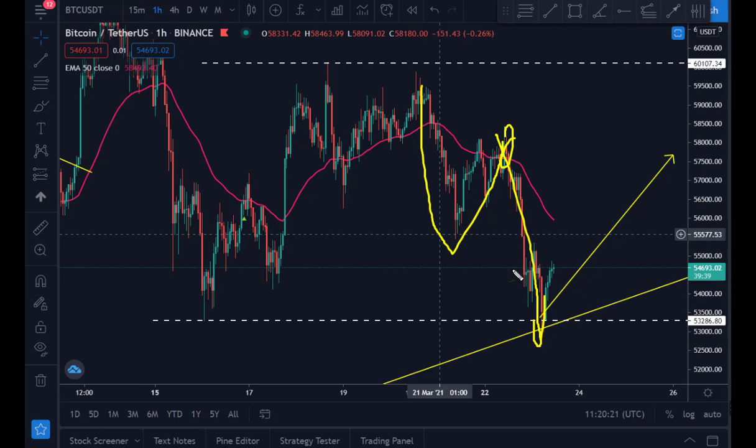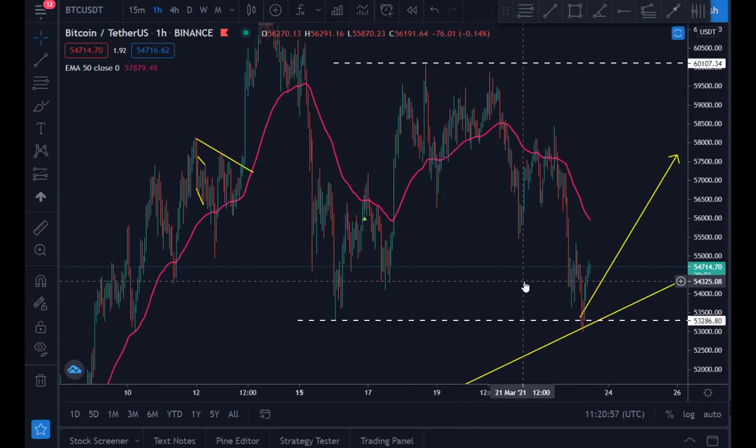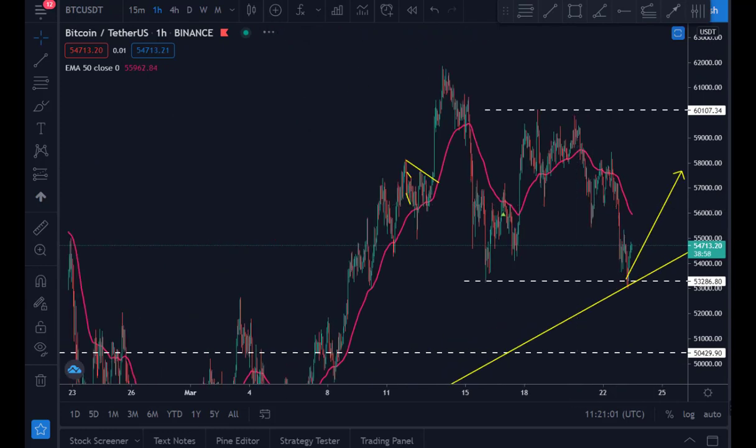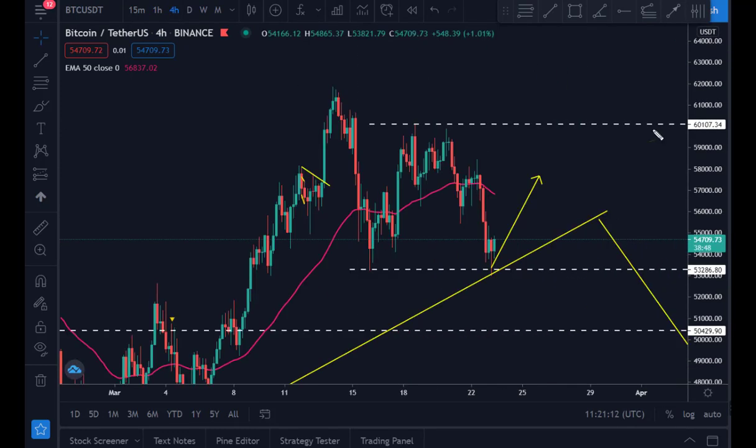Alright, so let's dive in now. We're going to spend a lot of time analyzing Bitcoin and showing you what we think and the next wave of Bitcoin. Let's start from the 4 hours. We were here yesterday, so we made this move. So what are we seeing now?